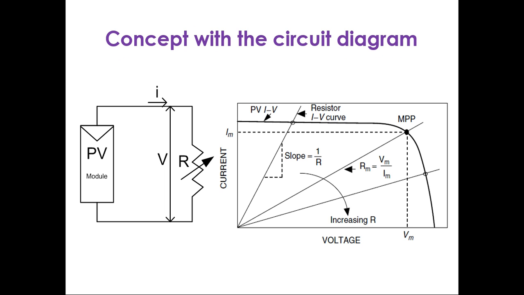If we take the same concept with the circuit diagram, at the initial part, what is the concept? The PV module is connected with a rheostat, and this curve is well known to us. If we increase the resistance, my current will go down and I will approach this VOC point. If I decrease the resistance, the current will increase and I will reach the ISC point. But this is totally uncontrolled.